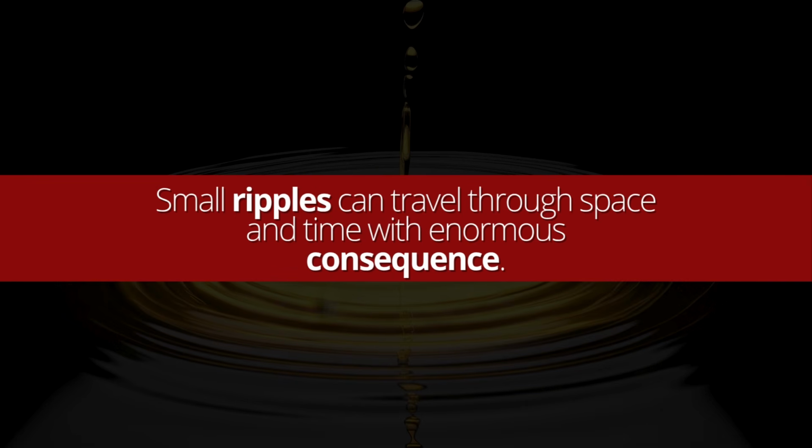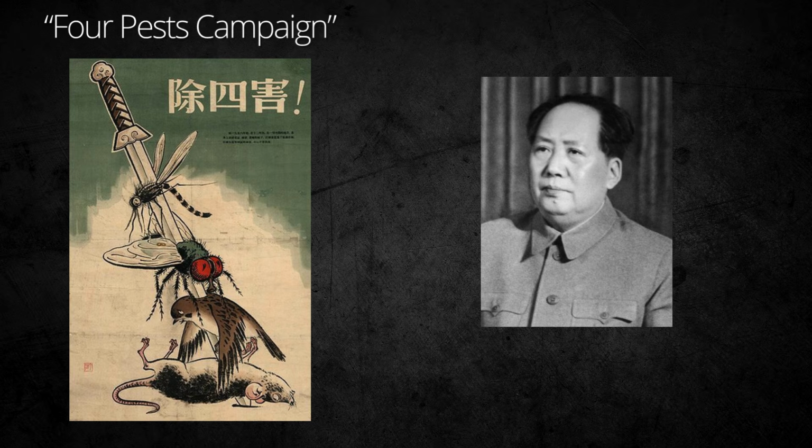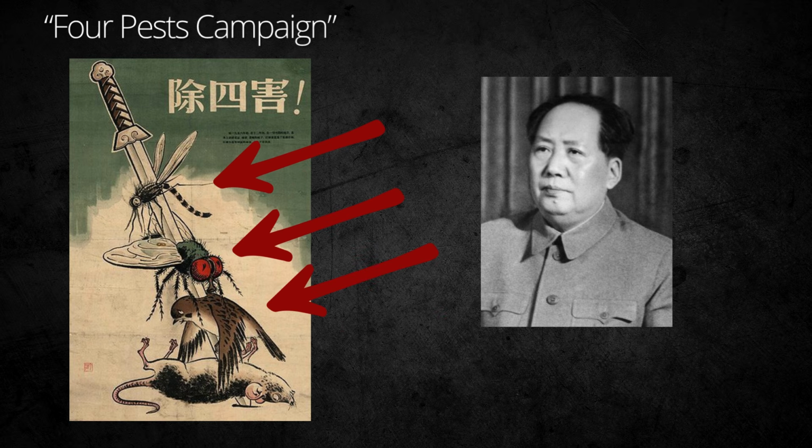Here's a great example. Check out this poster. This is called the famous Four Pests campaign in China. It was part of Mao Zedong's Great Leap Forward in 1958. And the slogan of the campaign was, "Man must conquer nature." The idea was that flies, mosquitoes, ferrets, and rats were hurting the agriculture, spreading disease, and harming food production.